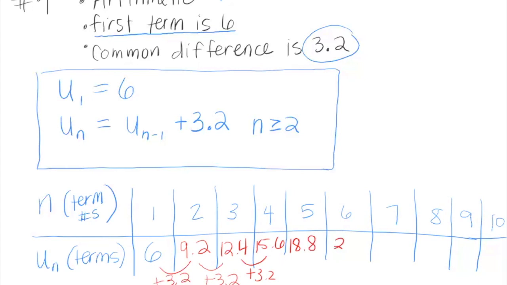I'm using a calculator just to check my work as I go because it's easy to make a small mistake. And if you make a mistake along the way, unfortunately, it's going to affect your final answer. Plus 3.2, 31.6. And we'll add 3.2 one final time to get our answer, which is 34.8. So the 10th term of our sequence is 34.8.